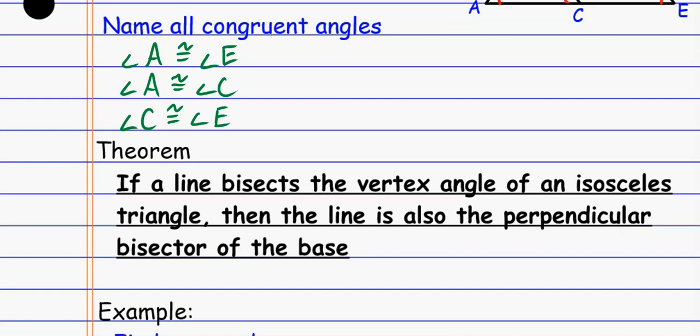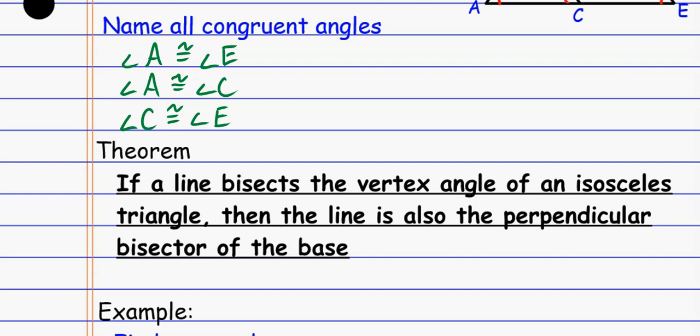We have one more theorem here. If a line bisects the vertex angle of an isosceles triangle, then the line is also a perpendicular bisector of the base. And this is one we're not going to go through the actual proof. It's not a very difficult proof. It's very similar to what we did before. And when you kind of start to think about this, well, of course that's going to be true.